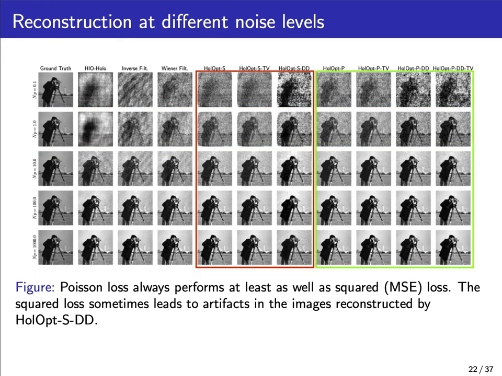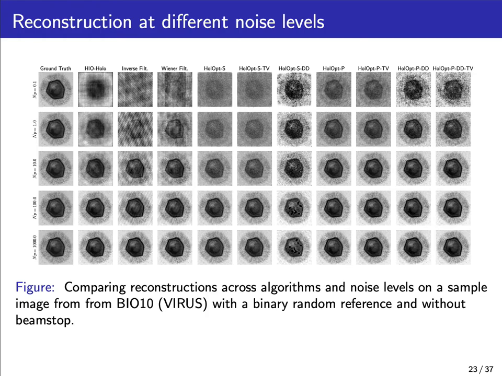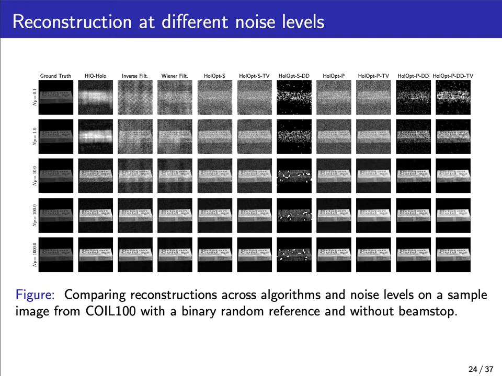Another thing I want to point out is that the squared loss is essentially worse than the Poisson loss in all settings. So Poisson loss always performs at least as well as the squared loss, which we would hope because that is actually the physical generating process, although we're simulating it here. And we also note that the squared loss sometimes leads to artifacts in the images that are reconstructed when in conjunction with the deep decoder. And we can see these trends repeated on this virus image and also in the coil image. And note that also in some cases the TV regularization is going to sort of smooth out fine-grained details.